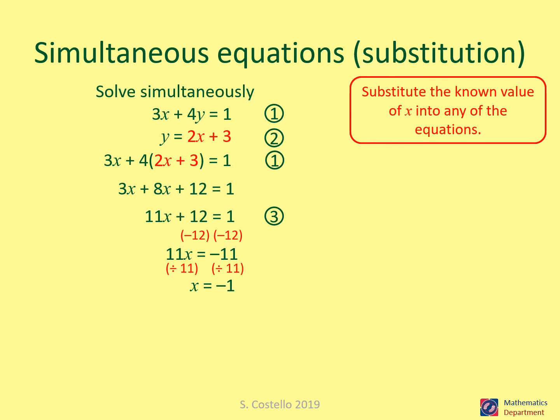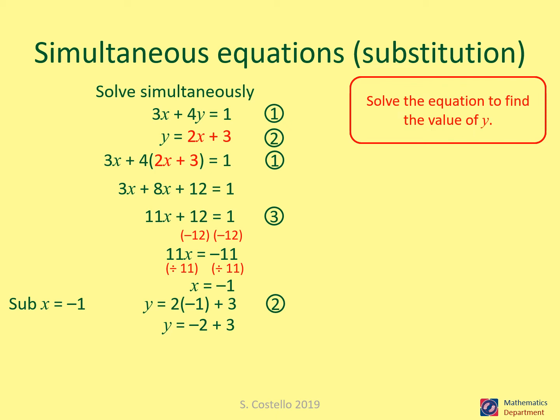We're going to substitute that known value for x into any of the equations, same as we've done before. So here we've substituted into line 2 and it's given us a final equation of y equals -2 plus 3. So we're going to solve the equation to find the value of y. y equals 1. So we end by writing x equals -1 and y equals 1.